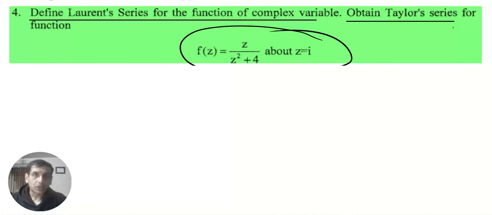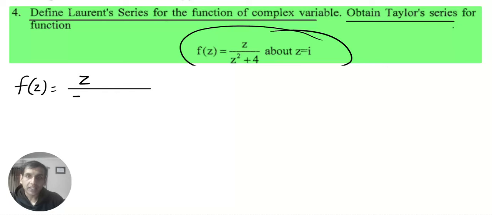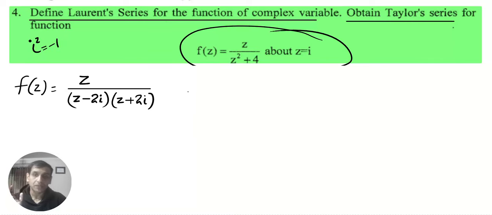Okay, so look at this. This is not Laurent's. This is Taylor. So I'm going to write this as f of z equal to z divided by z minus 2i into z plus 2i. I'm not going to explain that step. All of you know that i square is minus 1. Simplify, you will get it.